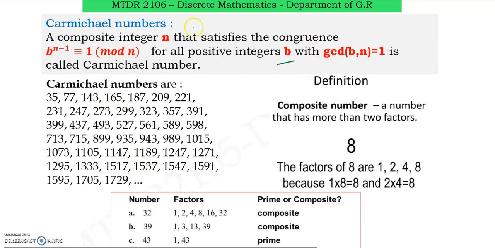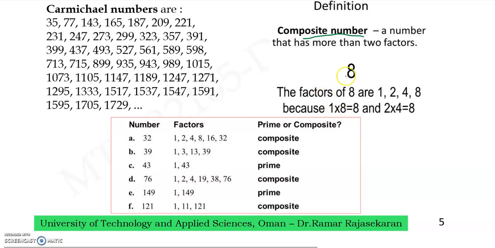Now see what is given in the definition of Carmichael numbers. Actually, we take a composite integer n. What is a composite number? A composite number is a number that has more than 2 factors. For example, the factors of 8 are 1, 2, 4, 8, so we say 8 is a composite number, because 1 times 8 equals 8 and 2 times 4 is 8.